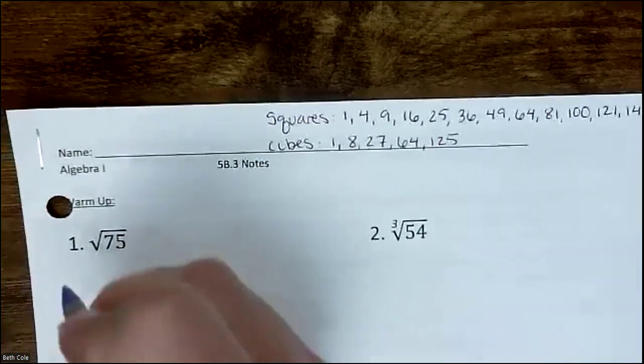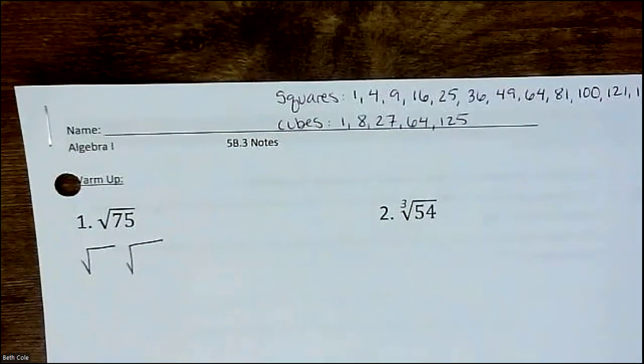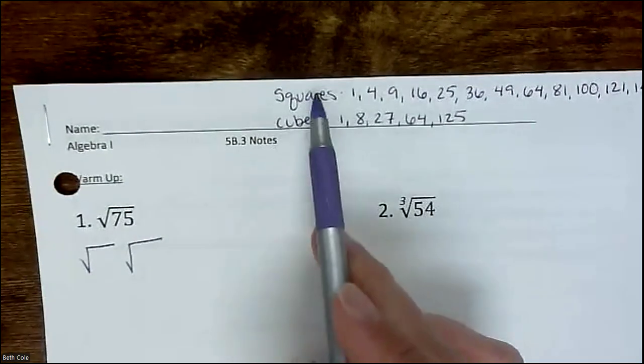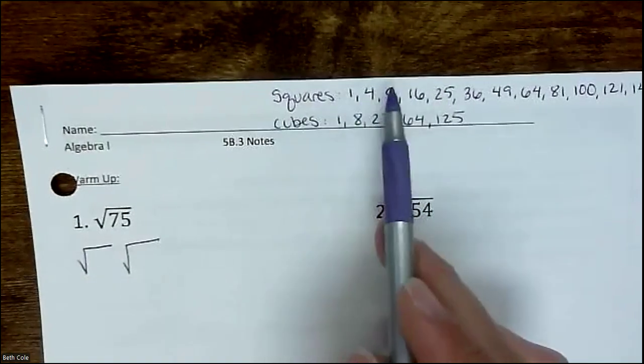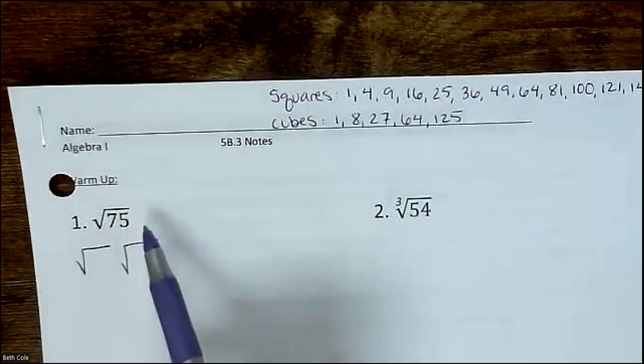So for square root of 75, you're going to draw 2 little houses. I'm going to see if you can do this one without the calculator because 75 isn't too hard of a number to deal with. You need a number from this squares list. And why am I using the squares list and not the cubes list? Yeah, it's not a cube. Good job. Perfect.